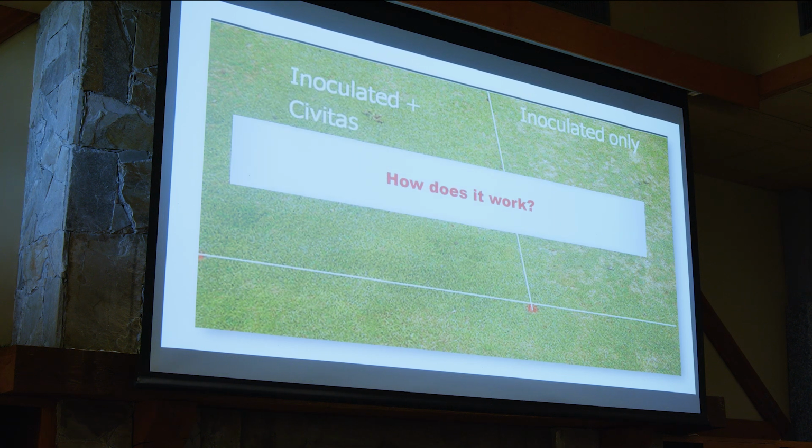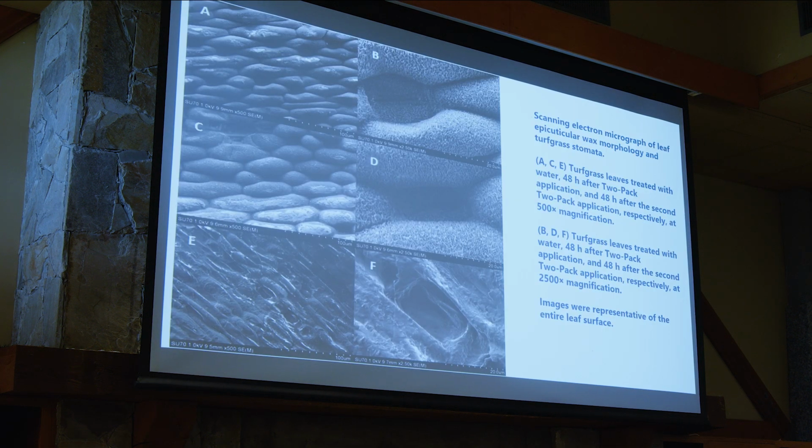Anyway, so how does it work? Well, this is how it works. When you apply Civitas, this is not applied here. This is where it's applied. You can see it causes a problem with the stomata. Basically, it's stressing the plant, similar to what I was saying about rolling. Stressing the plant before infection, the plant is producing these compounds for defense. So that's how Civitas basically works.